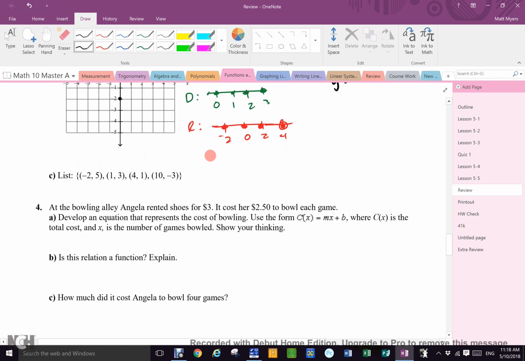This one, domain: -2, 1, 4, 10. Range: -3, 1, 3, 5. Make sure you put them in the right order. All those are out of 1 for a total of 3.